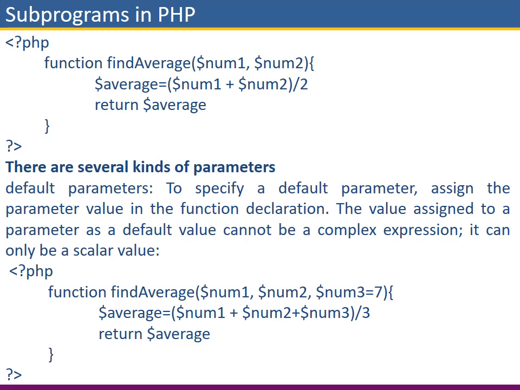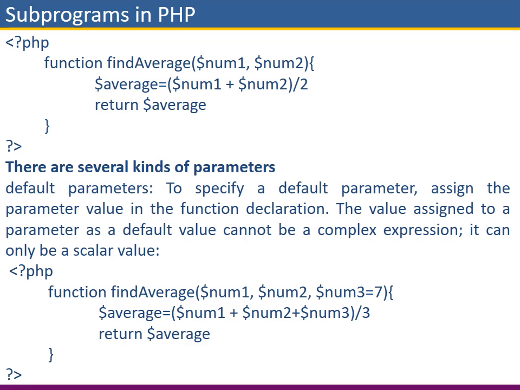So the value you pass to a function, when you pass it to a function, it returns the value, the average. We have several kinds of parameters, and we'll be looking at them. Here we have the default parameter. The default parameter specifies a default value as you assign the parameter value in the function declaration, and the value you assign to a parameter as a default value cannot be a complex expression. It can only be a scalar value.